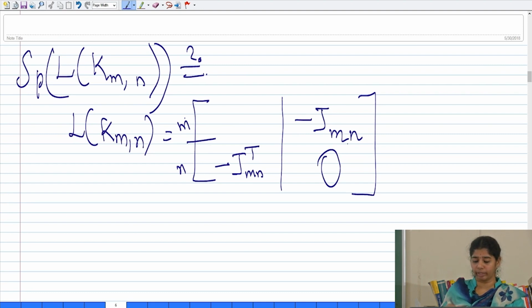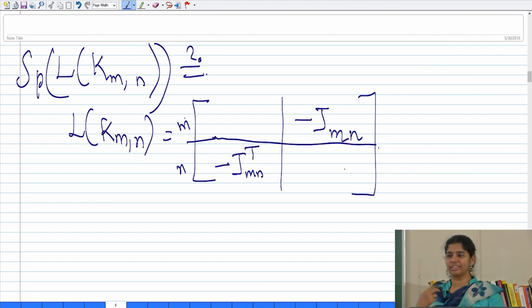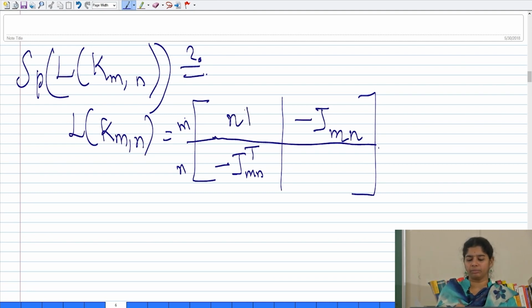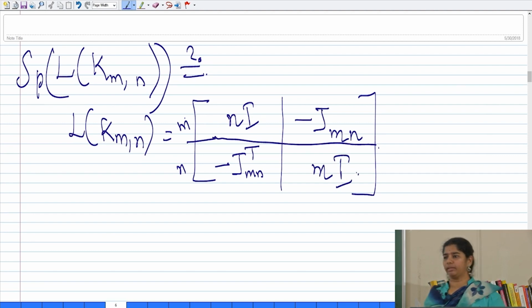Sorry, this is not 0 again. So what will these two be? Is it 0? I have said it is not 0. So what should it be? The diagonal entries should be the degree, right? That we have to still keep track of, since we are talking about the Laplacian. Here, from the first partition, every vertex has degree n. So this would be n times the identity matrix, and this would be m times the identity matrix.